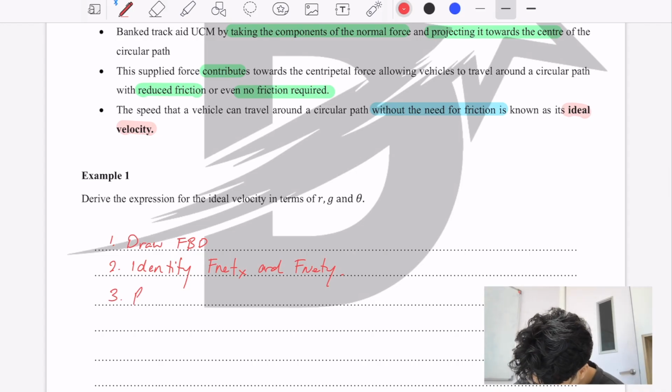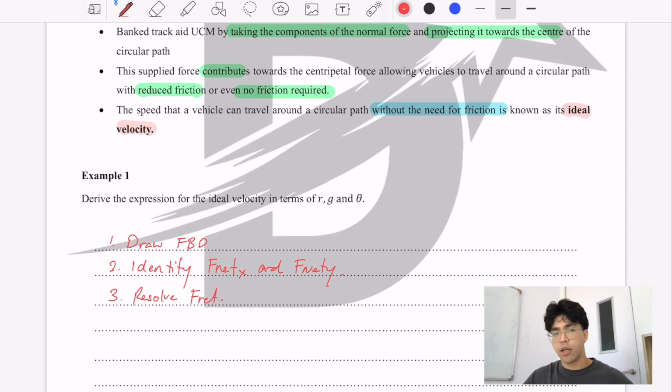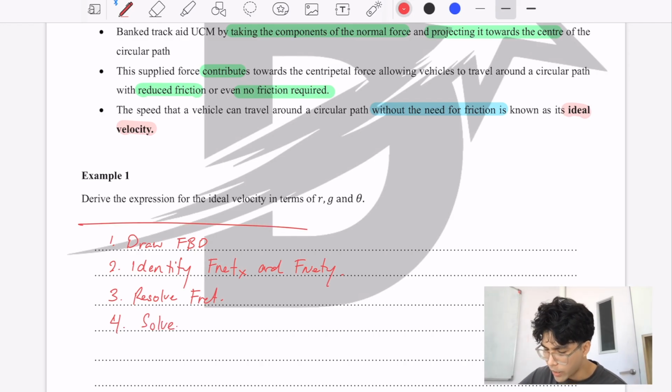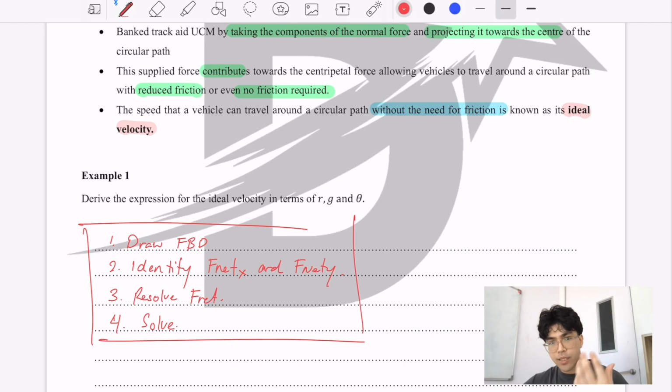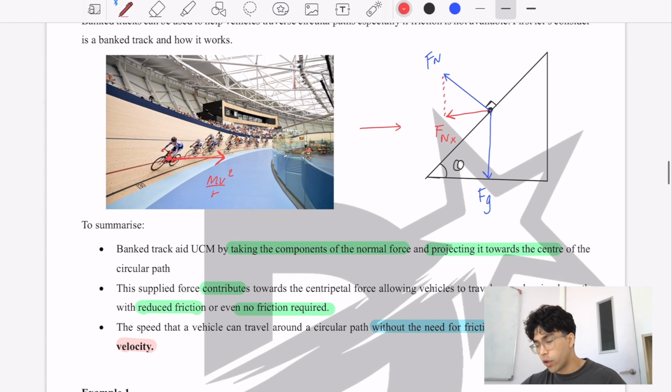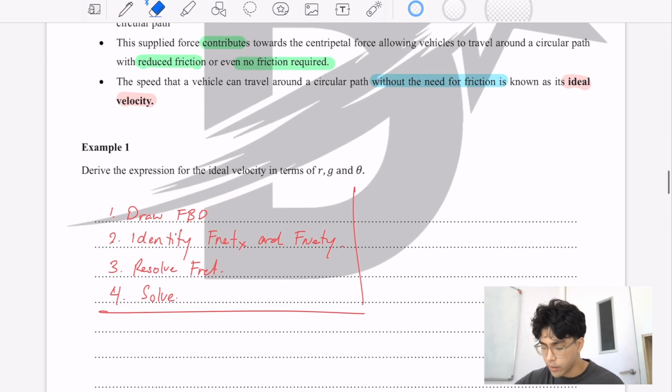Step 3 is to then resolve your net forces. What does that mean? Resolving net forces means plugging it in. You know what the net forces need to be. We now need to plug in the expression. Again, I'll show you how to do this later on. And number 4 is simply solve. These 4 rules, you can apply to any circular motion question and get the answer. So we're going to use them to solve for the ideal velocity for banked track questions. Okay, so let's have a look.